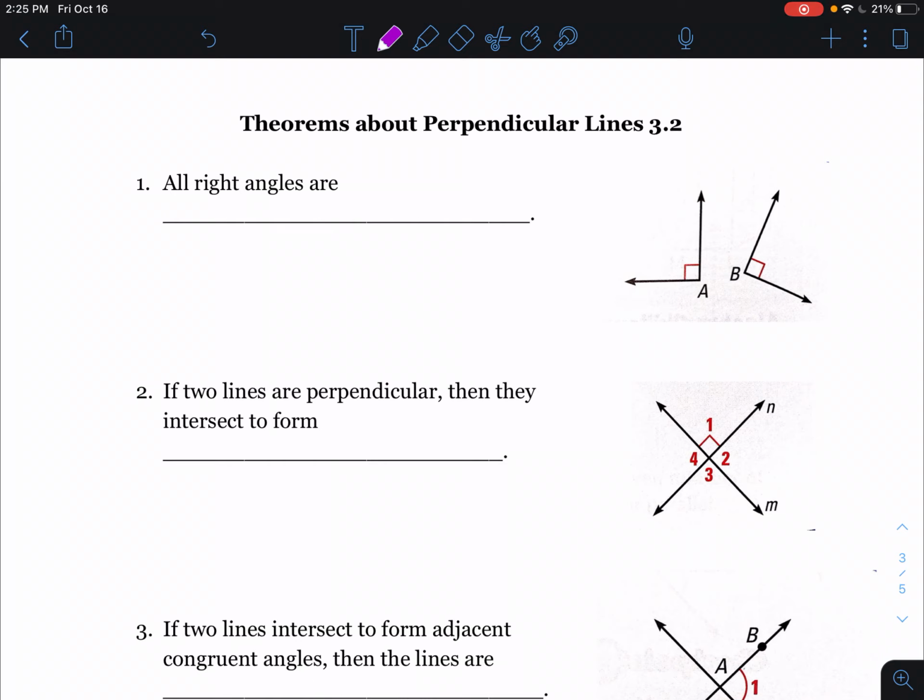All right angles are congruent. You know that all right angles equal 90 degrees. So if angle A equals 90 degrees and angle B equals 90 degrees, then they're congruent. They have the same measure.